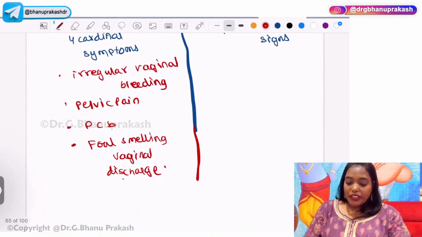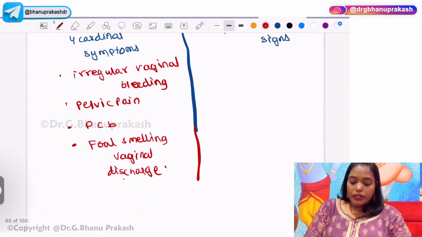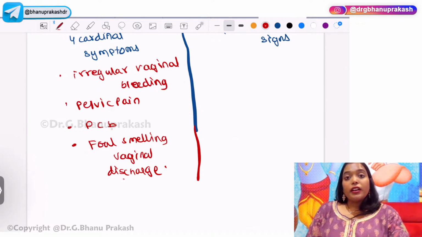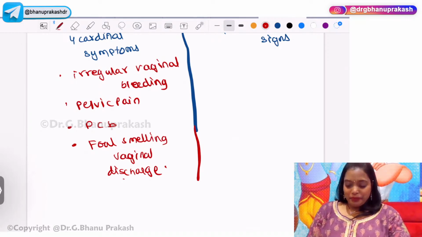What is the most specific symptom among these 4? Between irregular vaginal bleeding, pelvic pain, postcoital bleed, and foul smelling vaginal discharge, which is the most specific symptom? Postcoital bleed is the most specific symptom.